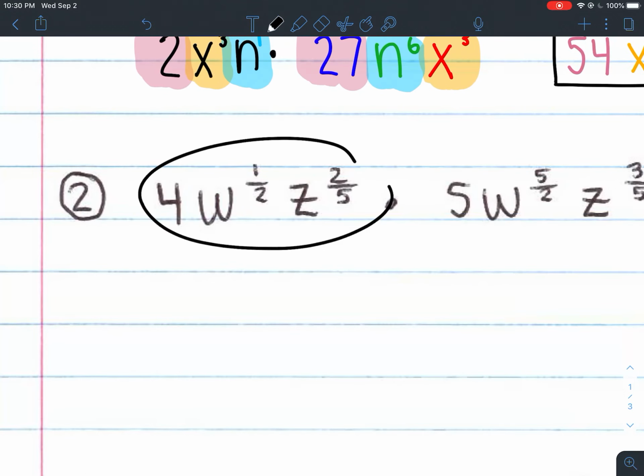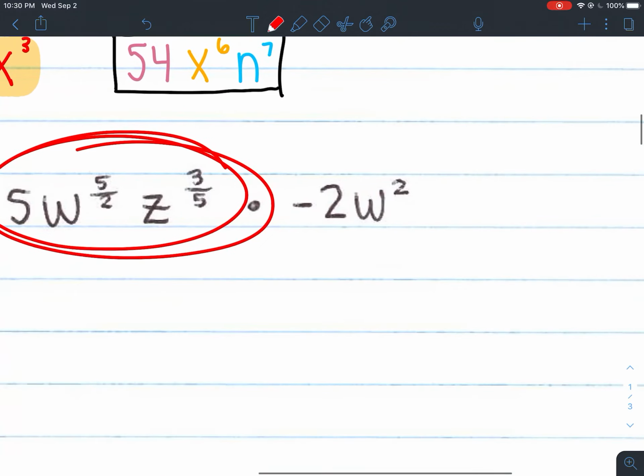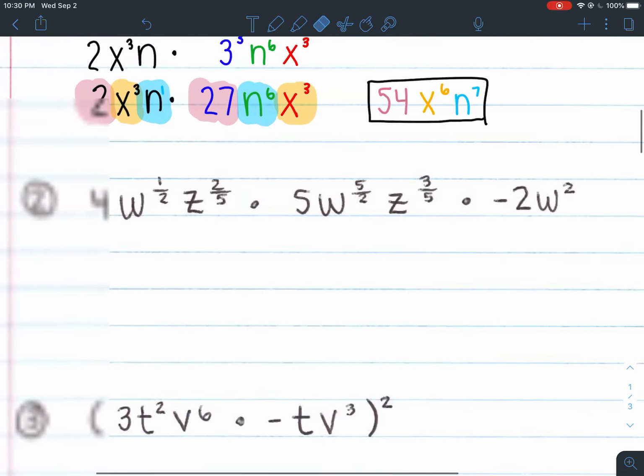All right, now I'm looking at this first section. Now, none of these bases are the same. The 4, the w, and the z are different bases, okay? So you cannot combine those together in any way. So I would move on. Let's look at this next section. Again, 3 separate bases that have nothing to do with each other. Okay, so there's nothing I can really do there. Okay, what about this last section? Again, there's nothing I can do individually with these. So now it's time to combine.